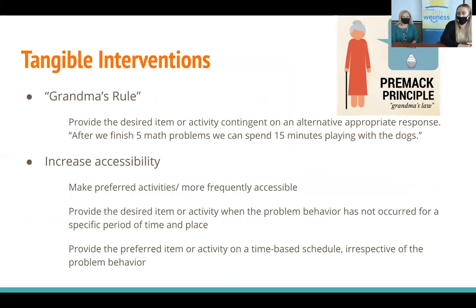The next interventions we're going to talk about are tangible. So that's the access to things. Oftentimes you'll see, like Annie talked about, kids might sneak out of their room to get an iPad at night, or a cell phone, or even food it might be. So we have something called the Premack principle, or the grandma's rule. And essentially that's, you can have this, the desired thing, if you do this first. So first this, then this. And that can be a really powerful tool.